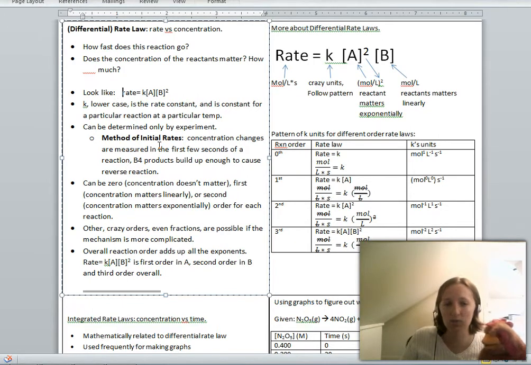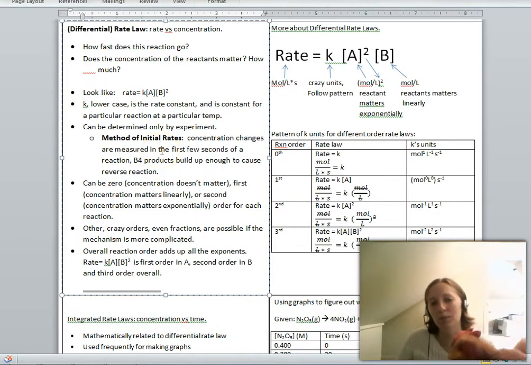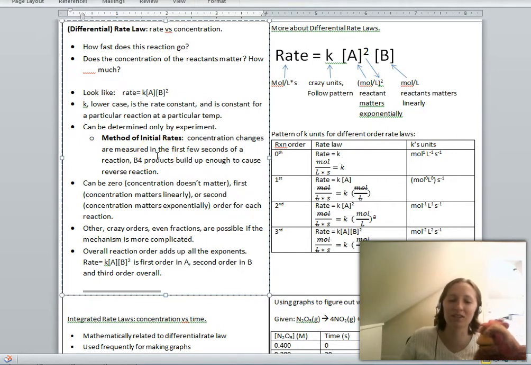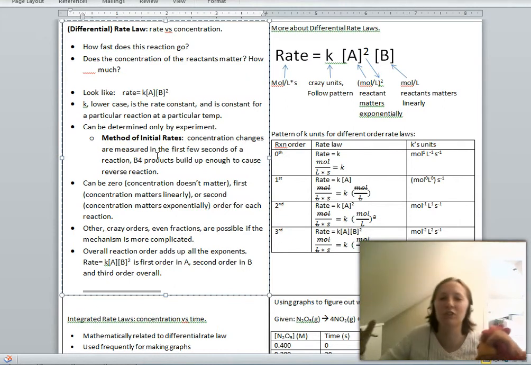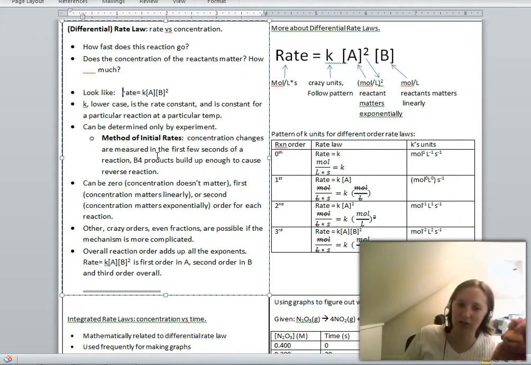But you can't really run that reaction for a really long period of time, because your products will build up. If you're dealing with a reaction that has an equilibrium instead of going to completion, and your products build up too much, it'll start shifting back towards the left, and that'll really screw up your reaction rate readings. So that's why this is called the method of initial rates. You only run this for a brief period of time, and then you quit.